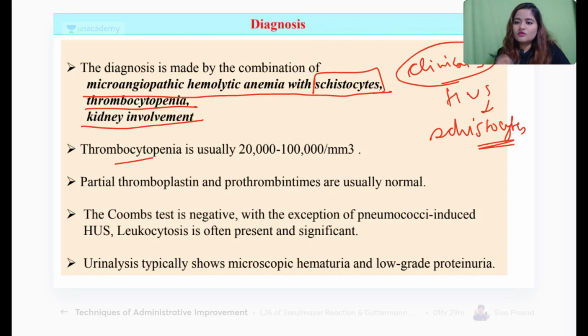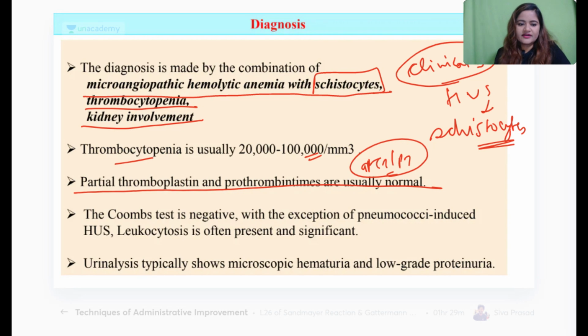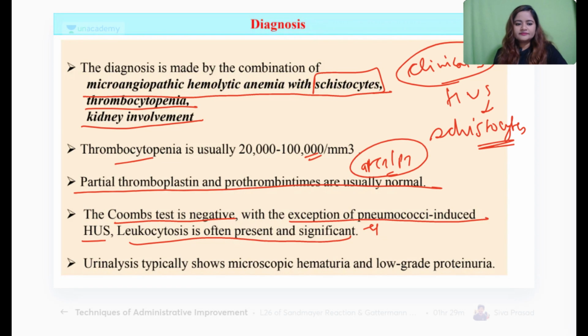Thrombocytopenia could be any range. It could go as down as 10,000 to 20,000. Your PT and APTT are normal. ऐसा क्यों है? क्योंकि liver functions compromised नहीं है. There is no problem in coagulation. It is only the platelet part that is getting affected. Holmes test is negative, with the exception of pneumococci induced HUS, and leukocytosis is often present and significant. ठीक है?